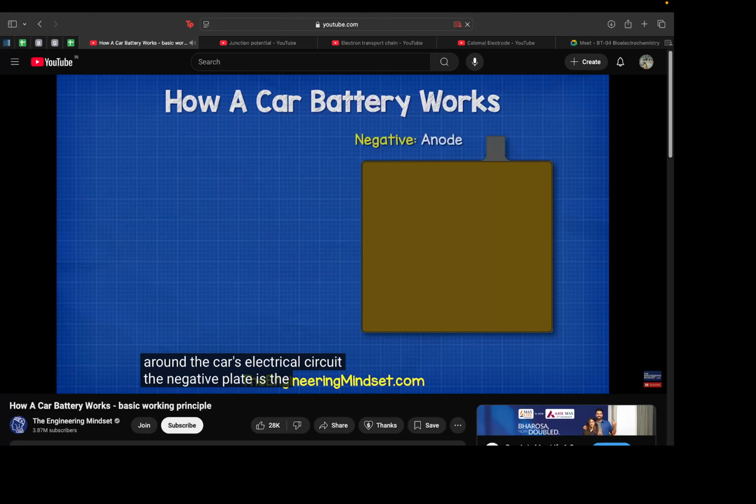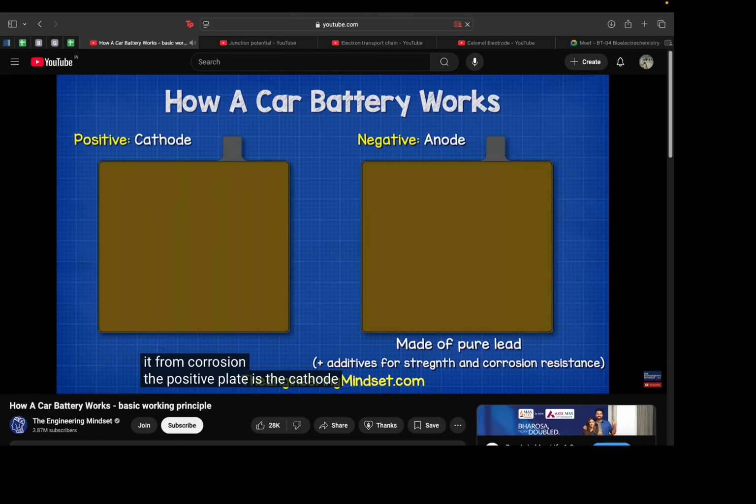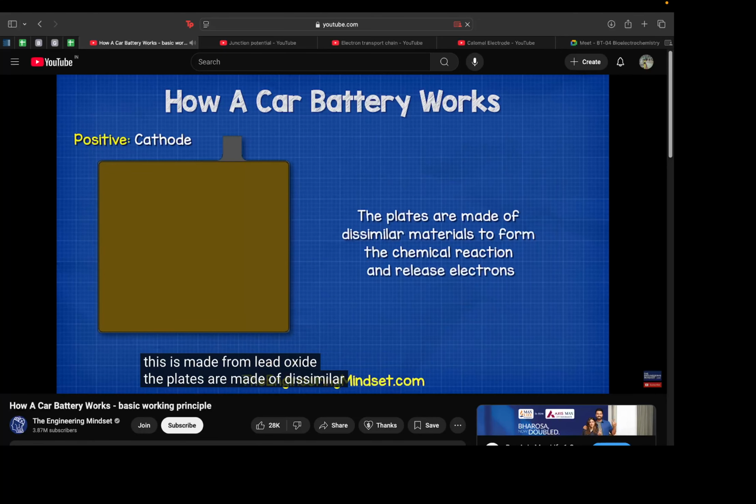The negative plate is the anode, and this is a plate of pure lead, although some small amounts of additives are added to harden the lead and protect it from corrosion. The positive plate is the cathode, and this is made from lead oxide. The plates are made of dissimilar materials to form the chemical reaction and release the electrons.